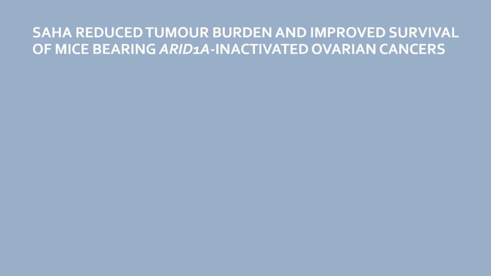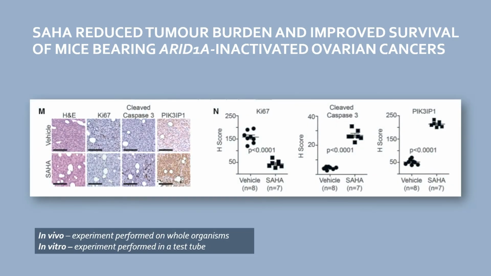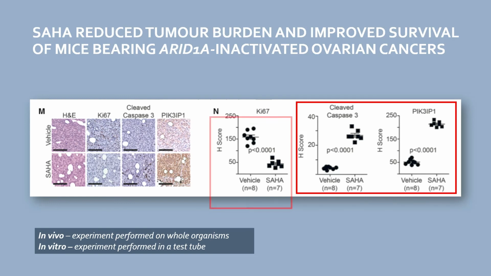To conclude this investigation, the scientists linked the observed in vivo effects in mice with the molecular effects seen in vitro by measuring the expression of Ki67, cleaved caspase-3 and PIK3UP1 in the mice tumours themselves using immunohistochemical staining. Looking at the quantification of these results, there is a significant increase in cleaved caspase-3 and PIK3UP1 expression and decrease in Ki67 expression upon HDAC inhibition, confirming the mechanisms observed in vitro.